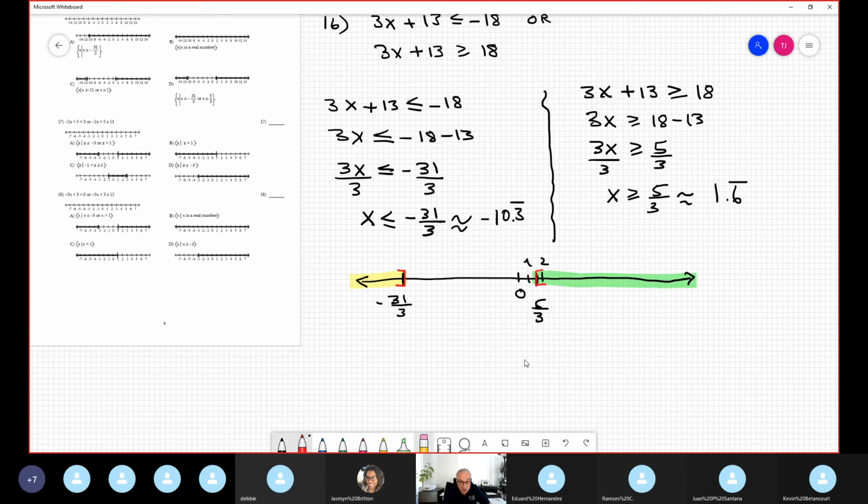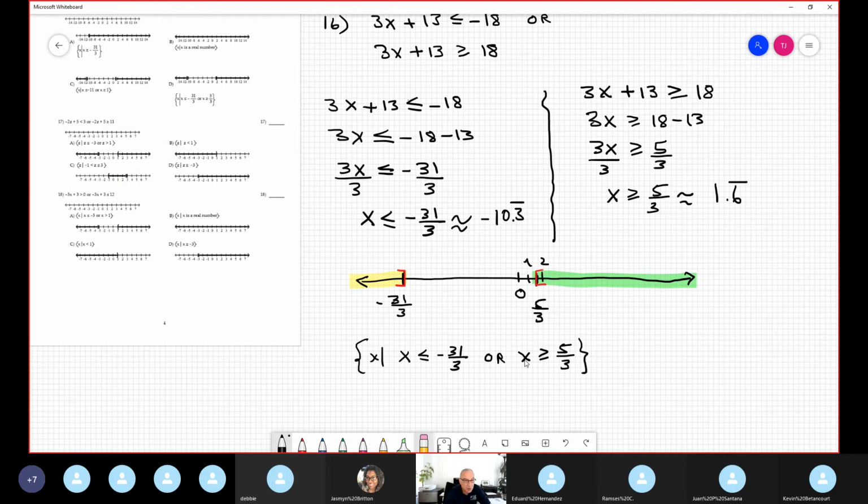So the set-builder notation is x such that, and you write directly, x less than or equal to negative 31/3. The order is not important, so you put this first or this second, or x greater than or equal to 5/3. Don't be scared when you have a fraction, because we are using the calculator, no? And you convert to decimal if you want.